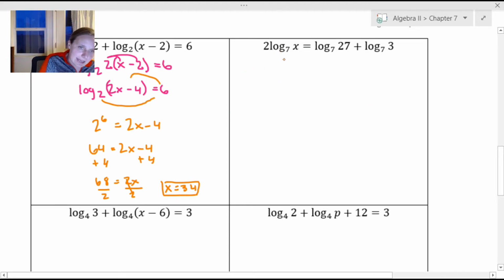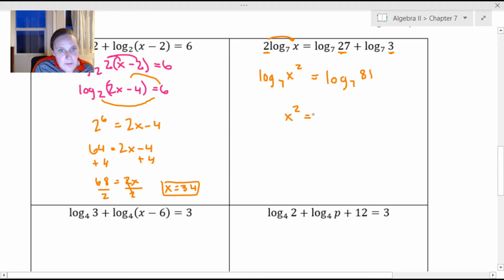So, again, now on this side, first, I'm going to get rid of this coefficient in front by making it an exponent. So I got log base 7 of x squared is equal to, and then again, these are adding, so I can multiply 27 and 3. So that's going to be log base 7 of 81, which is 27 times 3. So then, because I have the logs on both sides, I can just drop the logs, and I have to know that x squared will have to equal 81. And from there, I'm just solving. So I'm going to take the square root of both. X is equal to positive 9 and negative 9.